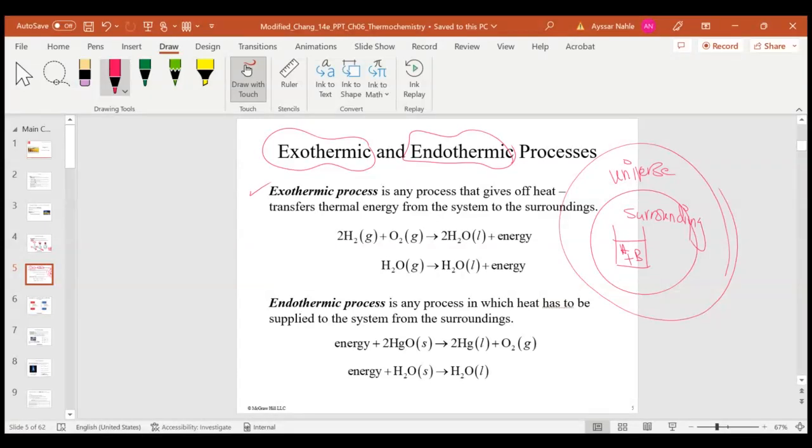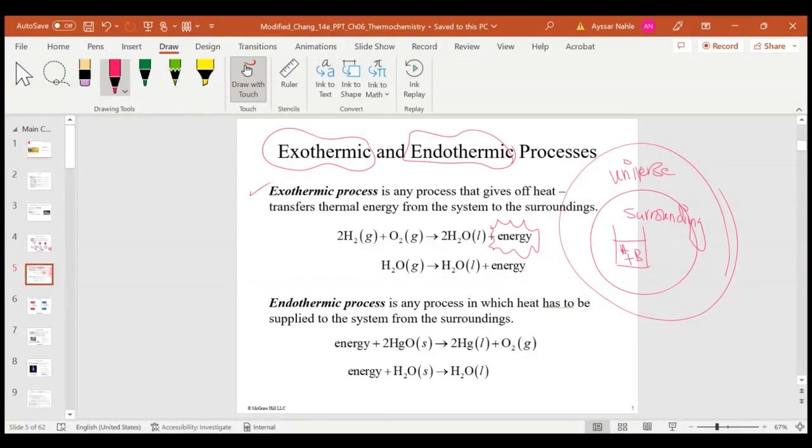Now, in an exothermic reaction, suppose I have H2 plus O2 giving me H2O. A chemical reaction to produce water from oxygen gas and hydrogen gas. Now, you can see here some energy is coming out.